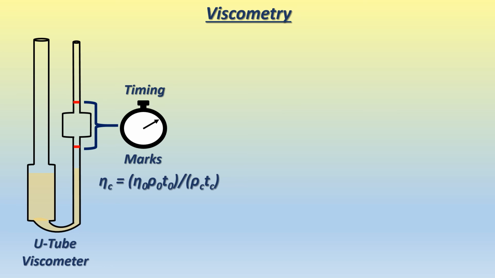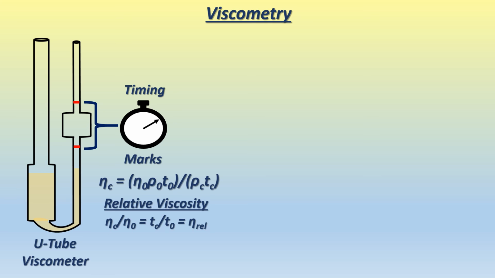The viscosity at some given concentration, basically due to capillary action, is going to be equal to the viscosity of the solvent times the density of the solvent times the time it took the pure solvent to pass, divided by the density of the solution at a given concentration and the time it took for that solution to pass the timing marks.